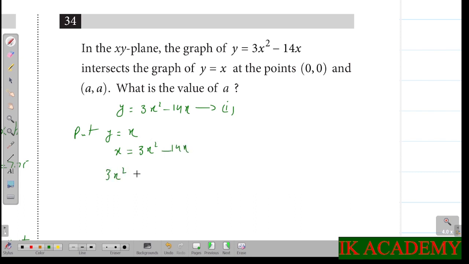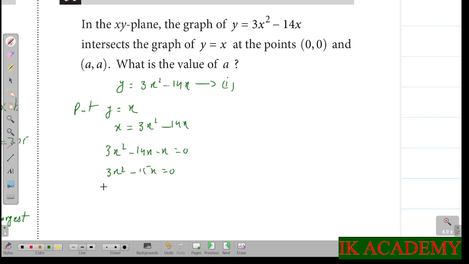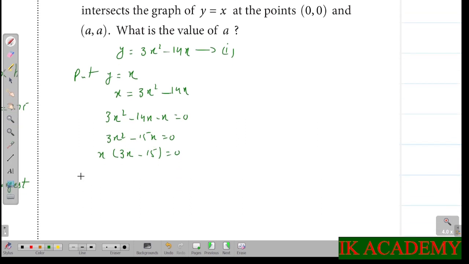So 3x squared minus 14x minus x is equal to 0, which is 3x squared minus 15x is equal to 0. I'm going to take x as common, x times (3x minus 15) equal to 0, which is in product form. It means we can put x is equal to 0 and 3x minus 15 is equal to 0. Here 3x is equal to 15, so x is equal to 15 by 3, which is equal to 5. So we will get two values, x is equal to 0 and x is equal to 5.